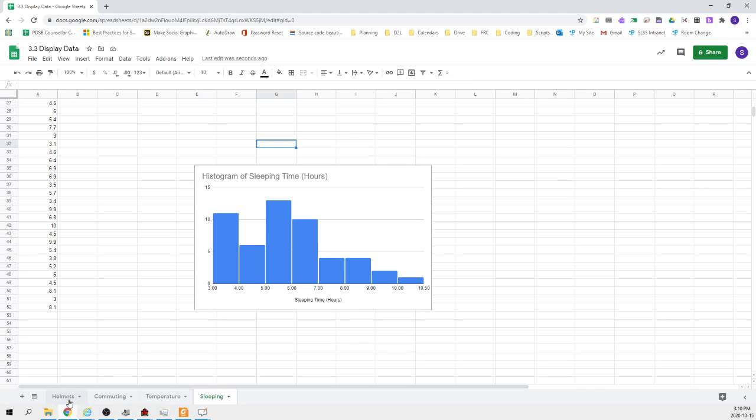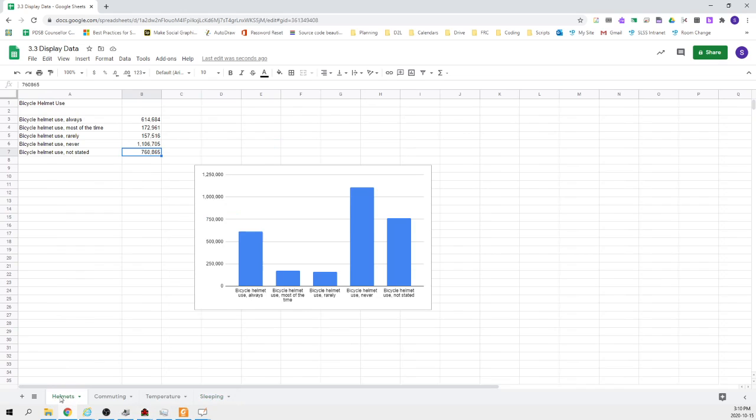So let's go back and take a look at the data we were using to create these graphs. In this case, when we polled the people, we didn't ask them how many hours per day they wear a helmet or how many days of the year they wear a helmet. We asked them, do you wear it always? Do you wear it most of the time? Do you wear it rarely? Never? These are not numbers. These are categories.